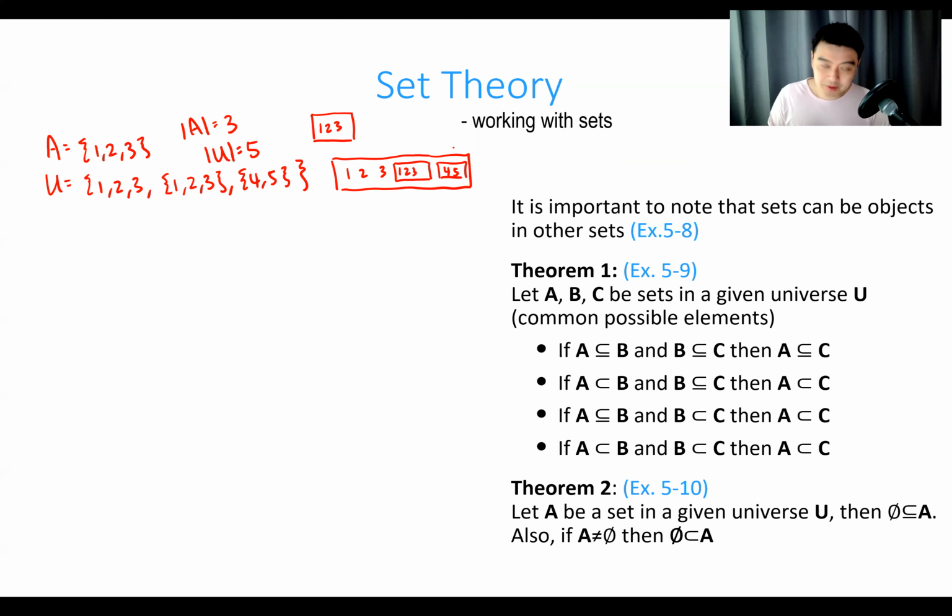Now we can use the symbols that we talked about before again, and see how they pertain to these types of sets. For example, if I have A is a subset of U, is this a true statement? A is a subset of U means every element in A is also in U. So is that true? Well, the elements in A are 1, 2, and 3. Are they individually in U? The answer is yes. So this is a true statement. A is a subset of U.